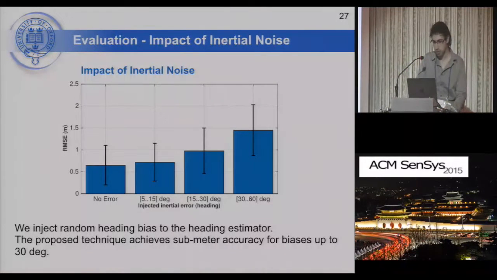Next, we want to see the impact of inertial noise. We inject random heading bias into the heading estimator, and we observed that the proposed technique achieves sub-meter accuracy for biases up to 30 degrees. This happens because we can use the camera observations to correct this bias.